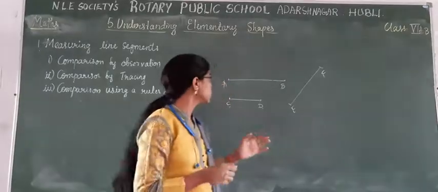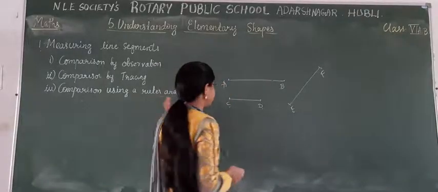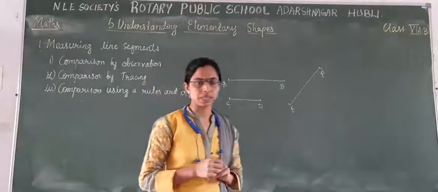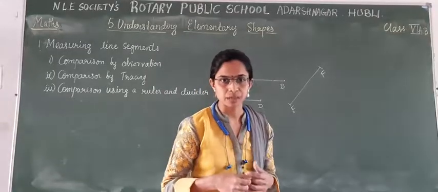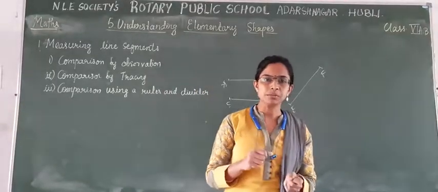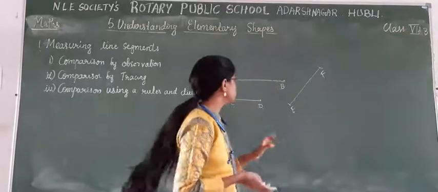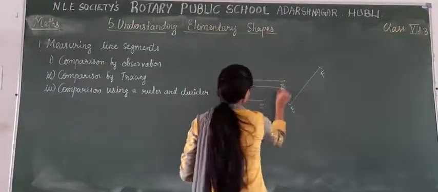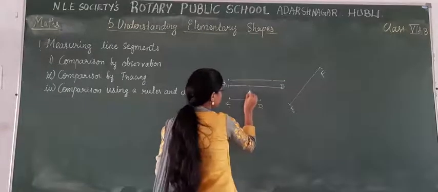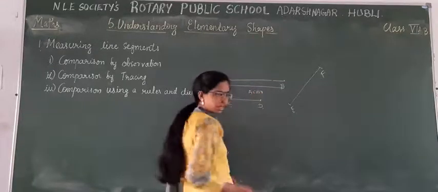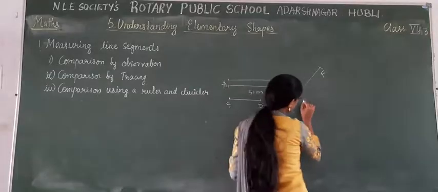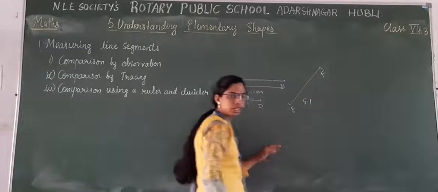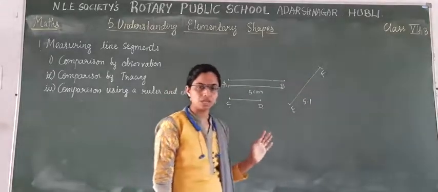Third method is using ruler and divider. So use your scale. In that, the measurement will be given to you, right? Using that measurement you are going to tell. You place a scale over here and suppose you get 5 centimeter, and here also suppose it is 5.1 centimeter. That time you can say which is greater.